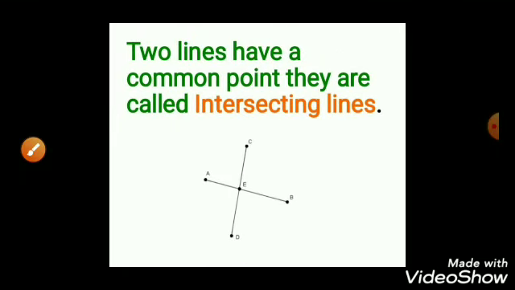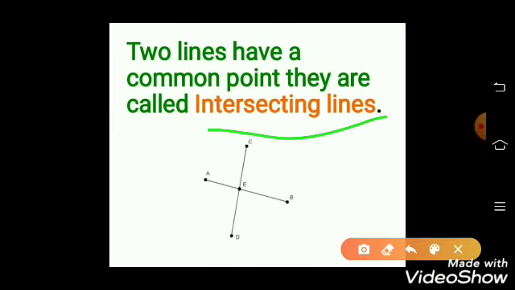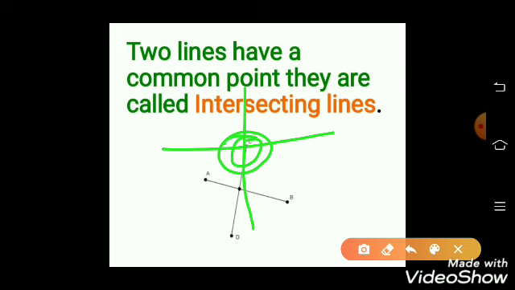Okay, next one, intersecting lines. Just now I told you about intersecting lines. Listen, when two lines have a common point, then they are called intersecting lines, and that point is called the point of intersection of the given two lines.